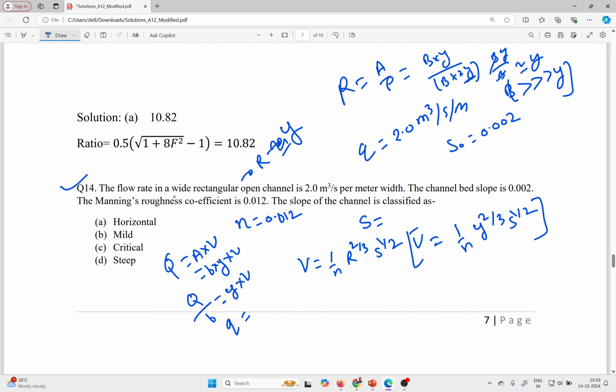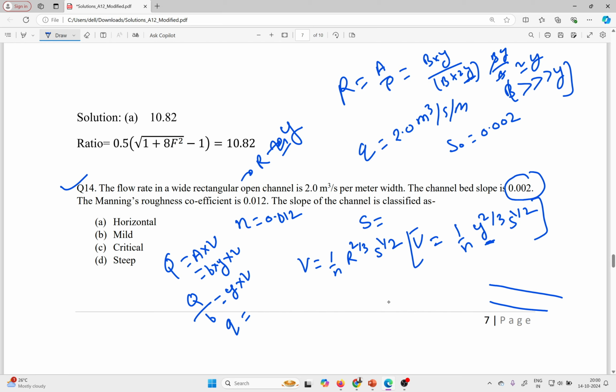Y is not given. The flow rate in the wide rectangular channel is given per meter width, along with the bed slope and the Manning's n. Okay, so slope is given, and we need to calculate y. Because here the question asks for the slope of the channel to be classified, meaning whether the slope is steep, mild, critical, or horizontal.